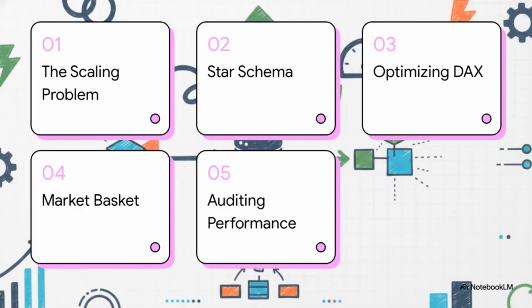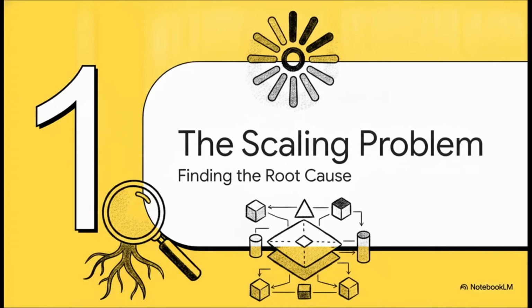To get us there, here is the roadmap for today's explainer. 1. The scaling problem. 2. Building the Star Schema. 3. Optimizing DAX formulas. 4. Market basket analysis. And finally, number 5, auditing for performance. Let's get to work. Starting with part 1, the scaling problem.